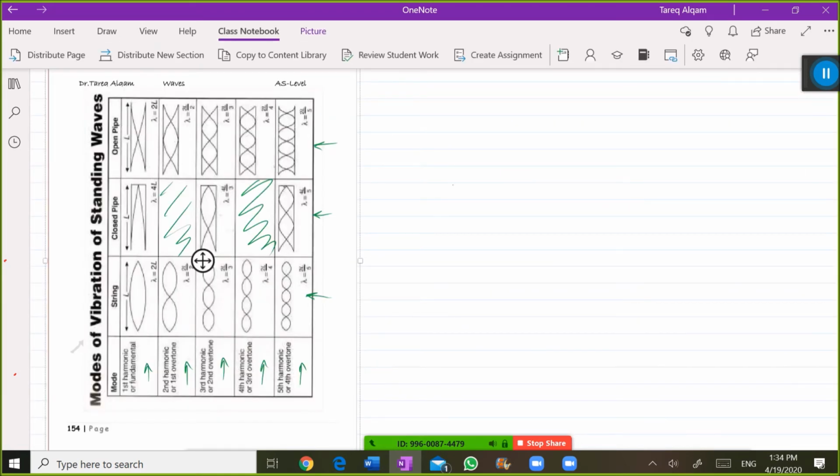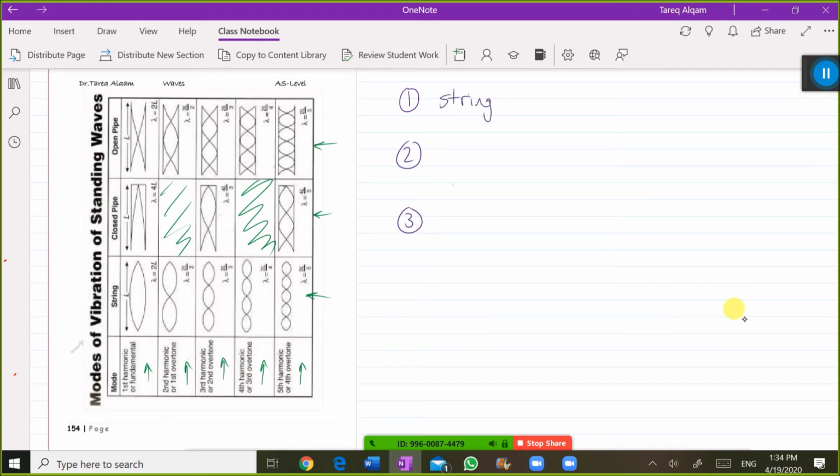Look with me. Now I have 3 main things: first the string, closed end, and open end. For the wavelength, there are 3 standing waves: one standing wave in a string, another in a closed pipe, the other in an open pipe. You can find the summary here.